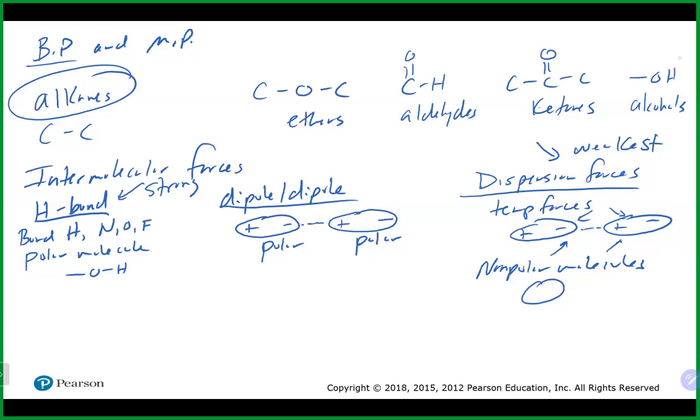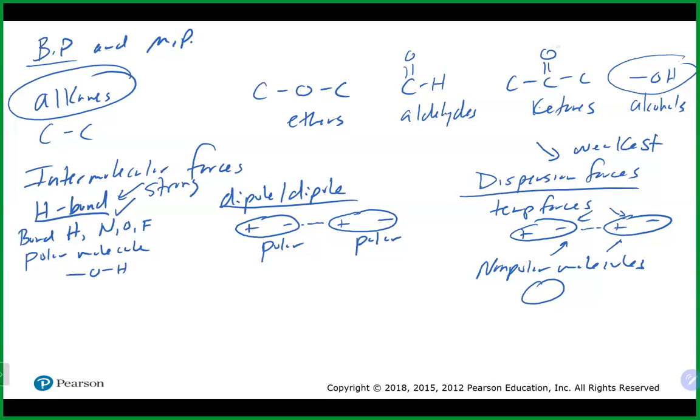Something like an alcohol, which has this OH group, can participate in hydrogen bonding with itself, which means it's going to take a lot more energy to break it apart and get it into the gas phase, which means it will have a higher boiling point than something like an alkane. So things that can participate in hydrogen bonding typically will have a much higher boiling point than something that cannot.